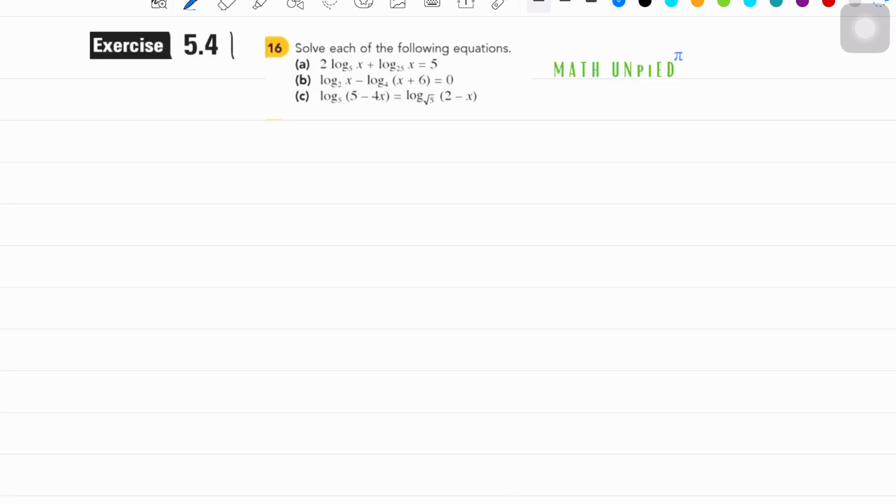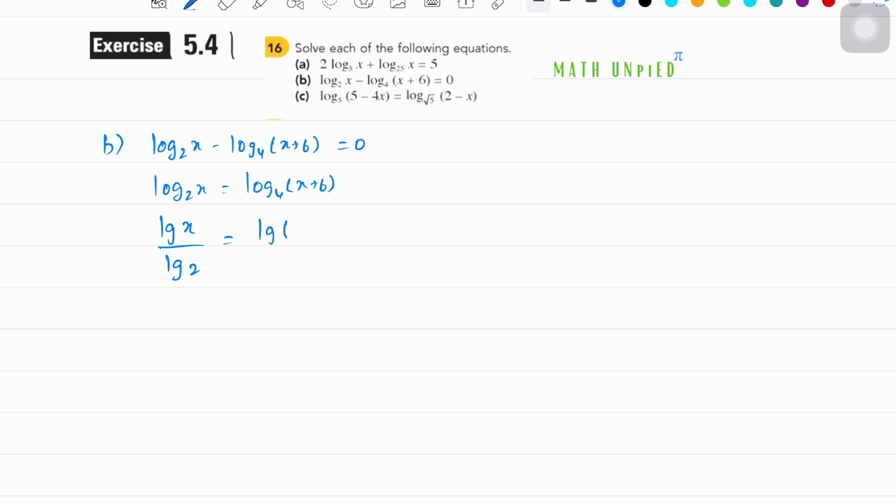Now let's do B. This is log base 2 of x minus log base 4 of x plus 6 equals 0, and this is log base 2 of x equals log base 4 of x plus 6. Now we'll apply change of base rule. So this is log x over log 2. It's understood. This is base 10. So on the right side, log of x plus 6 over log 4.